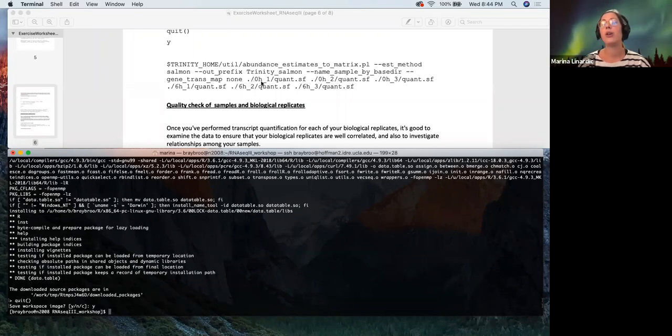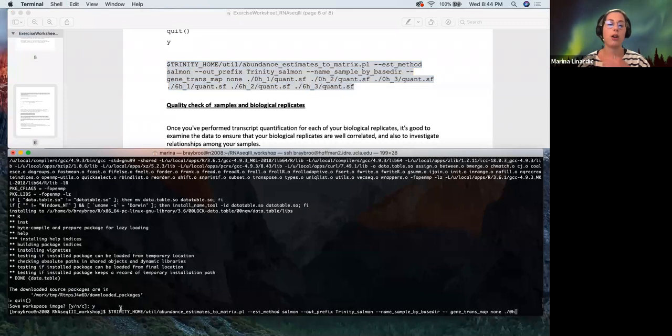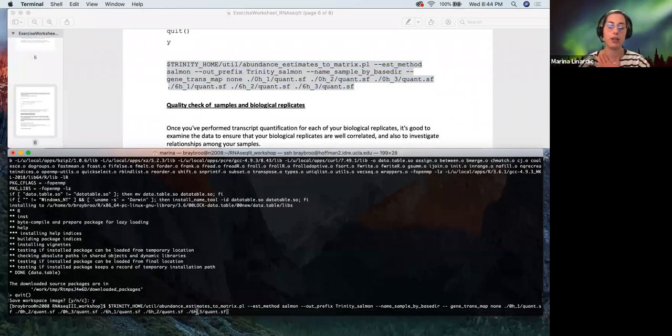And then followed by all these quant.sf files that are within our folders. So this just means go inside this folder and get me this document for each of them, because we're going to run it from the RNA-seq III workshop folder. Again, let's just copy paste it. So we have everything here, and we press enter.